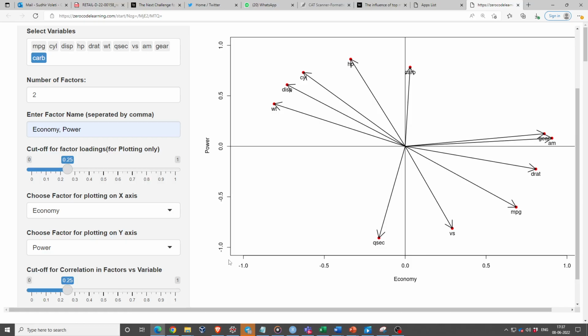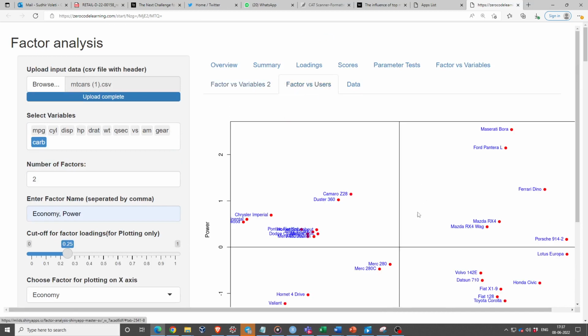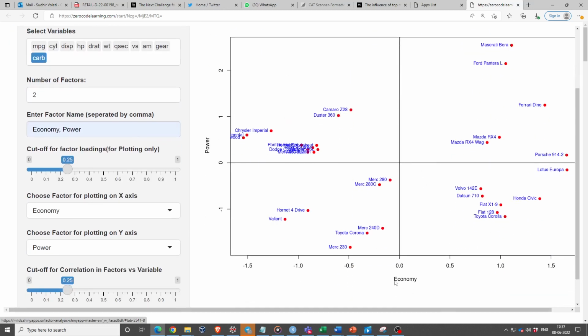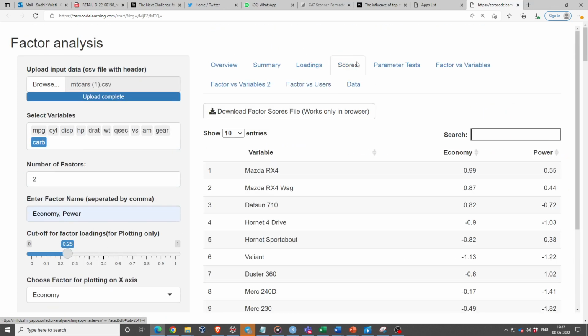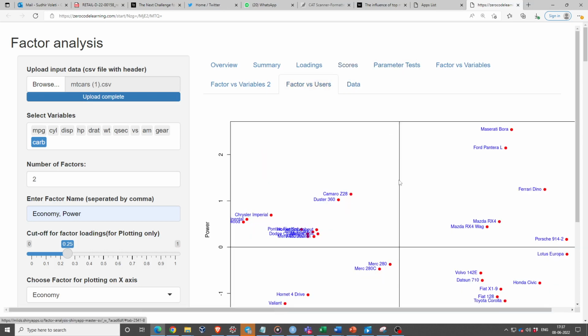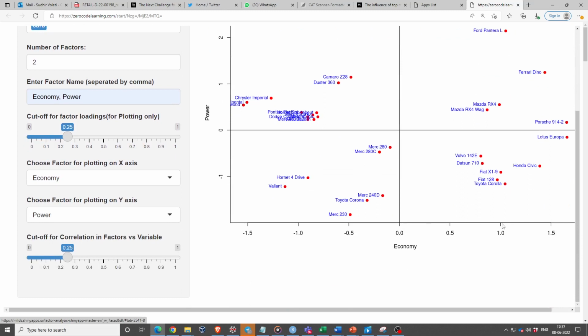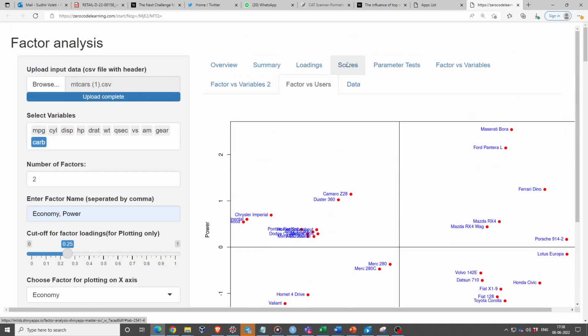Finally, I am going to show you the third graph, which is factors versus users. Remember, again the horizontal axis is economy and the vertical axis is power. If you go to the scores tab, each of the cars has a score on economy and on power. I am going to use this as my x coordinate and this as my y coordinate. So Mazda RX-4 is at 1 and 0.55, so Mazda RX-4 is somewhere here. These are all location coordinates taken from the factor scores.